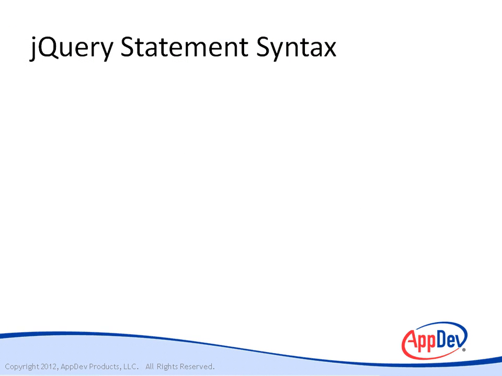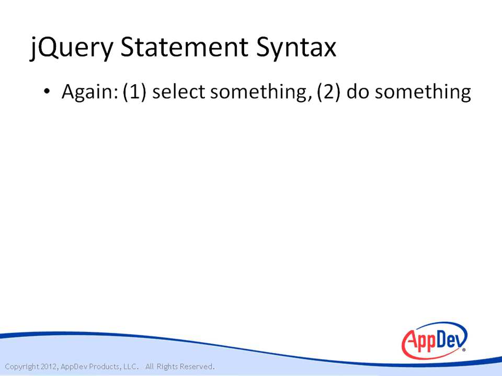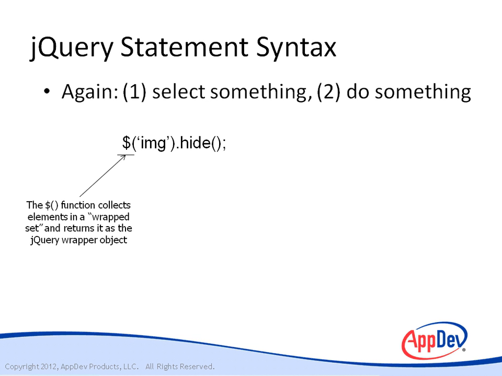So that brings us to the syntax of a typical jQuery statement. Remember that the typical pattern is select something, then do something to it. The $ sign is nothing more than the name of the jQuery function. Yes, the $ sign is a valid identifier character in JavaScript. We could use it ourselves in variables and function names, but it's just that nobody does.